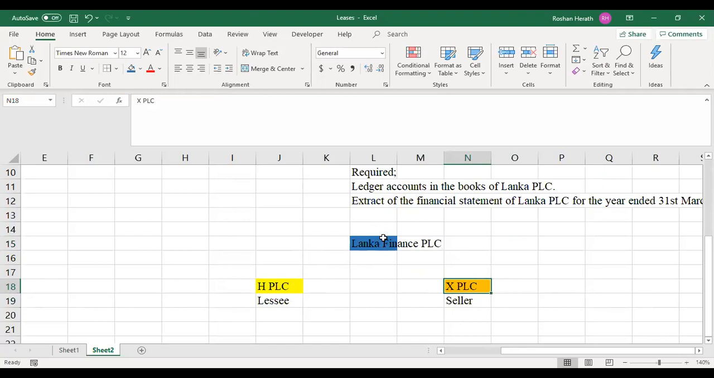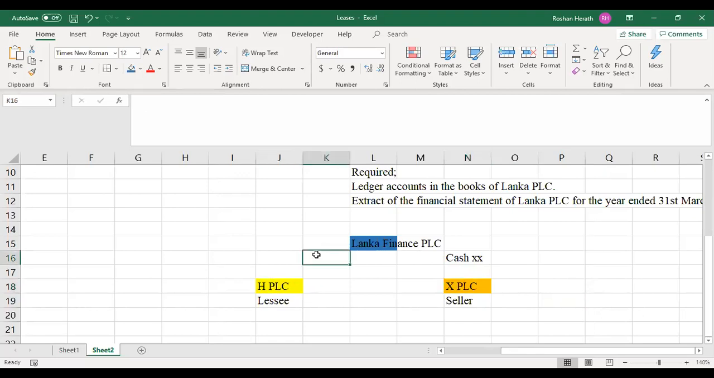If Lanka Finance PLC agrees, what would they do? They would pay XPLC. They may pay cash, whatever the price, to XPLC. And they would get the asset and give that particular asset to the HPLC.